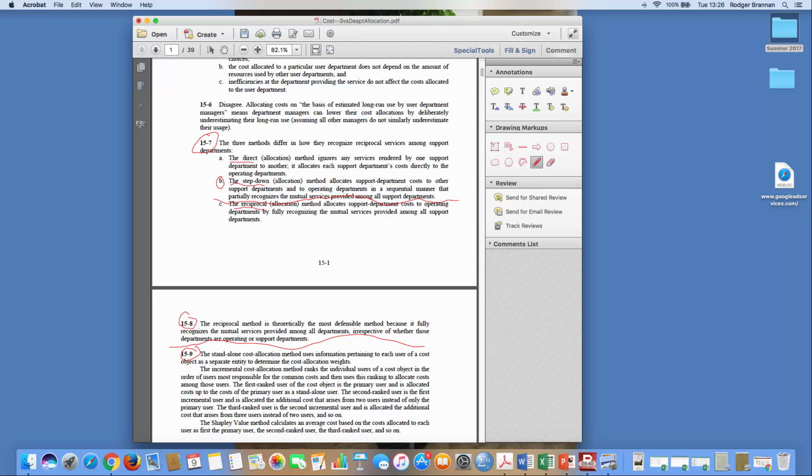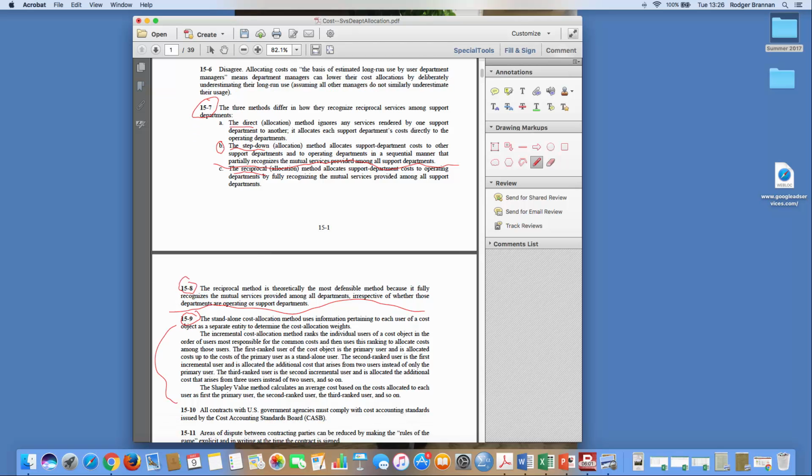And we'll look at that. The so-called standalone or proportional method is perhaps the easiest way to do it. You can also use what's called the incremental method or perhaps a Shapley method. And as I said, we'll look at this more in a couple of minutes here, looking at an actual example rather than trying to talk about it in terms of generalities.